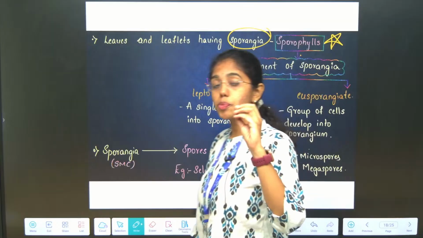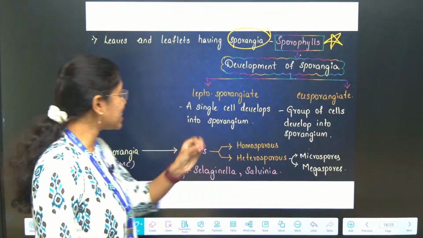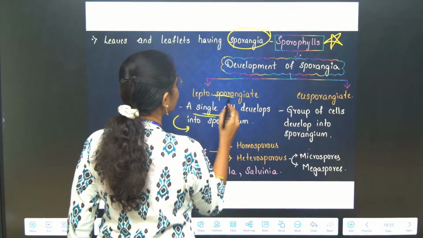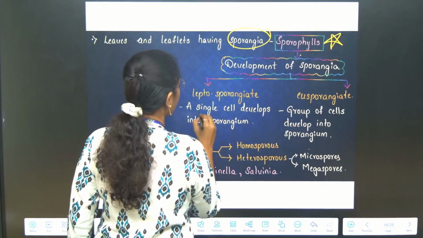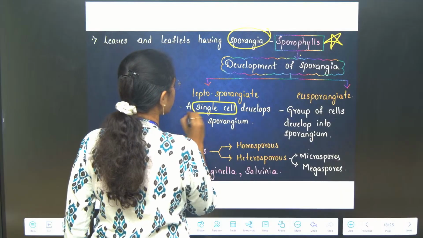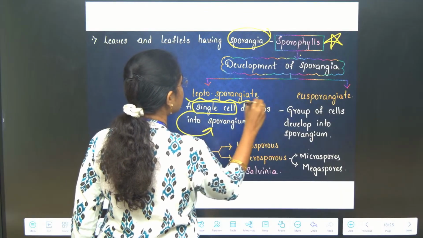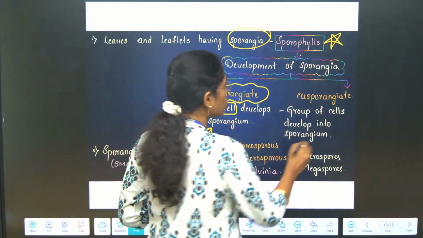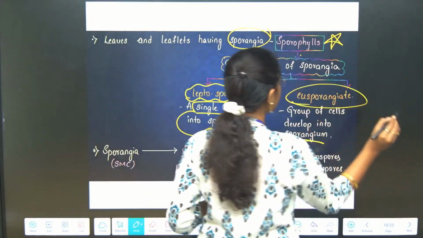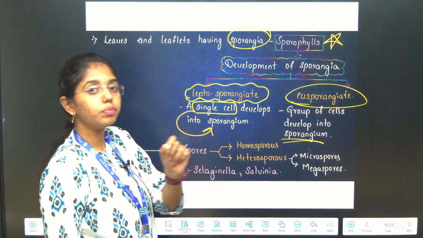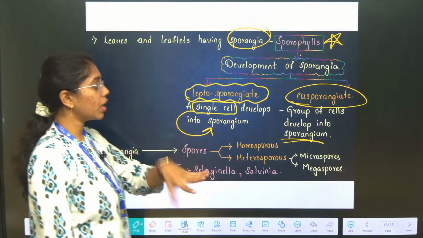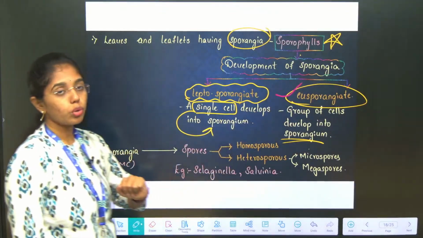If sporangia is developed from a single cell, if a single cell develops into sporangia, that is called leptosporangiate. If a group of cells develop into sporangia, that is termed eusporangiate. Single cell develops into sporangia, termed leptosporangiate. Group of cells developing into sporangia, known as eusporangiate.